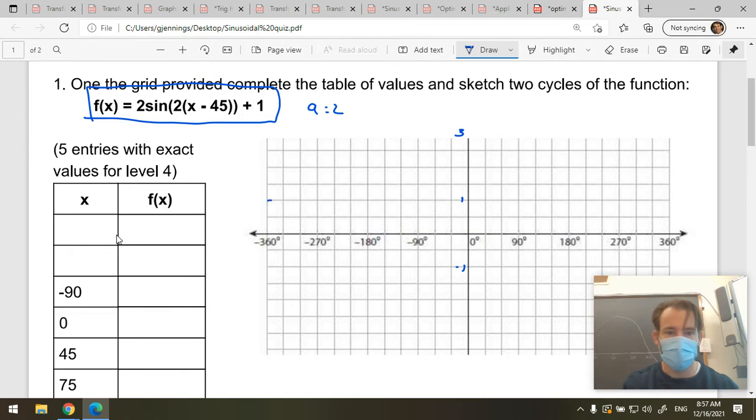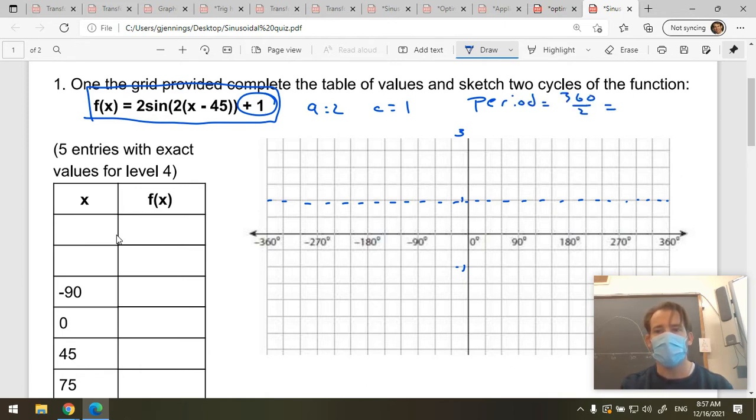Okay, so we can sketch on this horizontal axis. It's going to be right along there at 1. Where do we know that this horizontal axis is 1? Well, we know that from this number here. The c is 1, that gives us our horizontal axis. The k value of 2 gives us the period. So the period is equal to 360 divided by 2, so I know that this will go through one full cycle every 180 degrees. And it's shifted 45 degrees in the positive x direction.